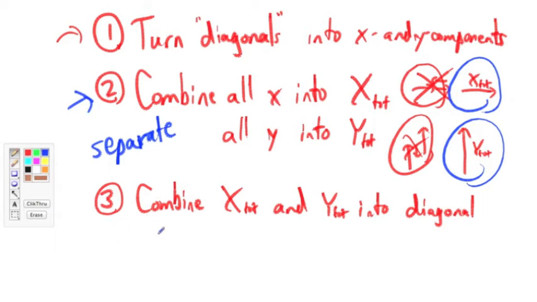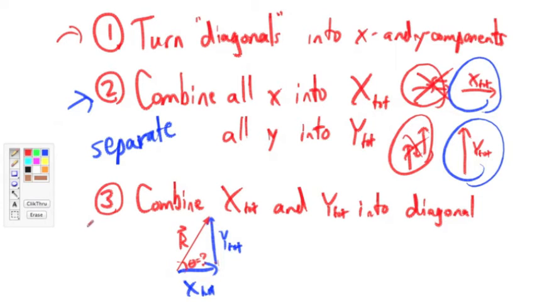Step three, well, that'll involve a little bit of Pythagorean theorem and a little bit of trig. The good news is you won't have to do it very often, but you should be aware of exactly how you'll handle it if you need to. But I can combine x total and y total. I can reverse what we did in step one and take two perpendicular vectors, x and y, and turn them into a diagonal. And I do want to also be able to find the angle.